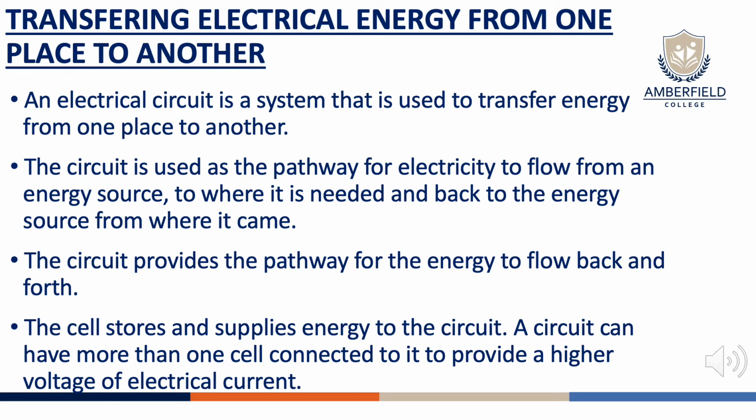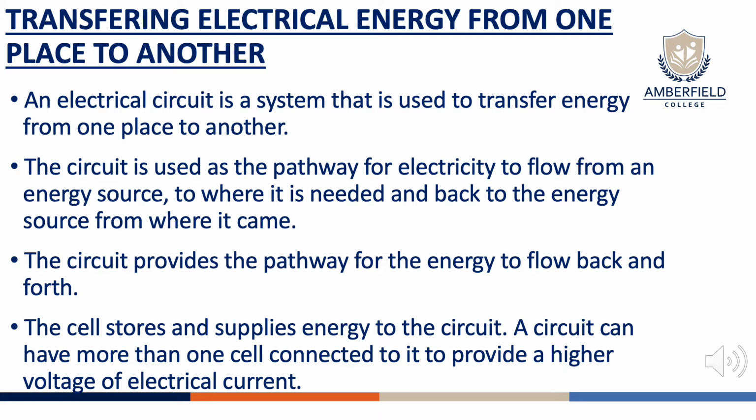The circuit is used as the pathway for electricity to flow from an energy source, so from where the energy came, to where the energy is needed, and then it goes back to where the energy came from. The circuit provides the pathway for the energy to flow back and forth. So we need the circuit in order for electricity to travel safely. Remember, it needs a pathway for the energy to flow back and forth. And we need something to insulate and protect that electricity and to protect us from the electricity.